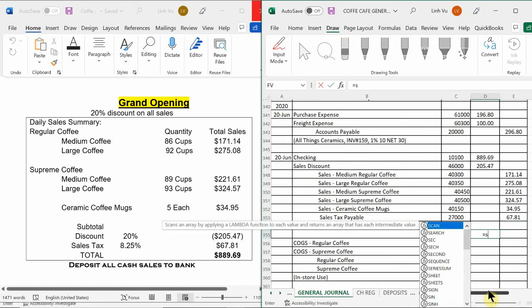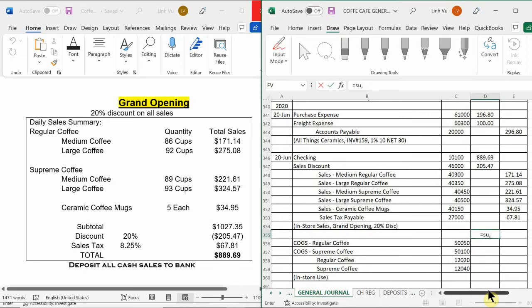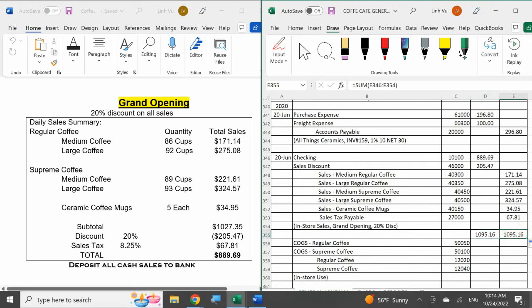Okay, I'm going to test to make sure my debits and credits match. Okay, we got 1,095.16 on the left, 1,095.16 on the right. So good. What's next? Okay, we've got to do our cost of goods sold. Well, let's do one transaction at a time. So let's just focus on the sales section here.